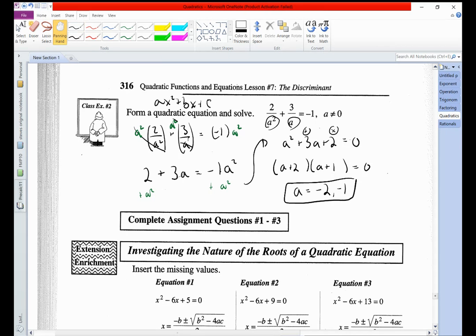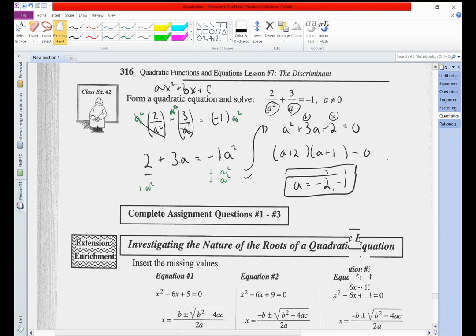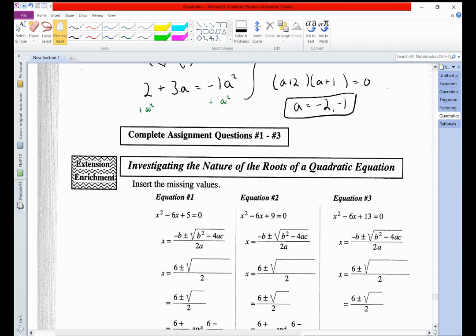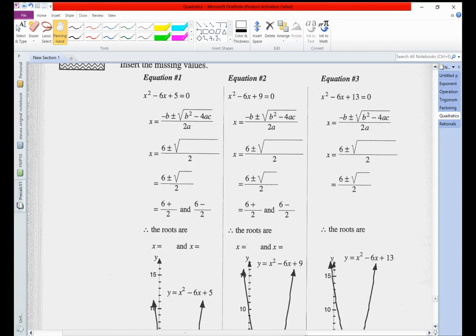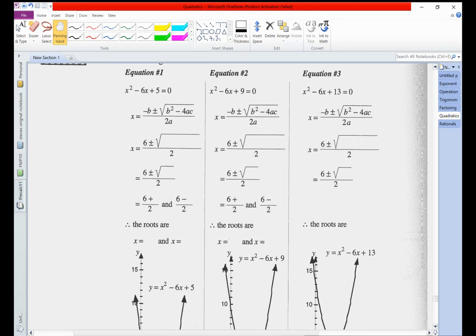Okay, let's get on to actually investigating the roots a little bit. Oh man, my computer's being nice and slow. So we are going to use the quadratic formula to solve for all the roots of three different possibilities here.